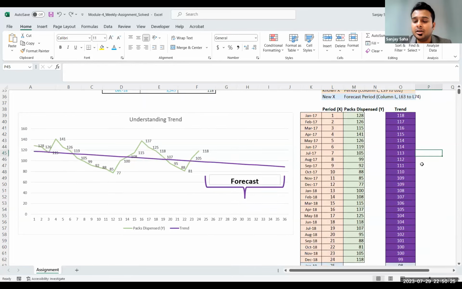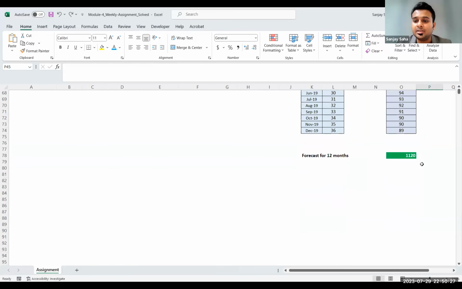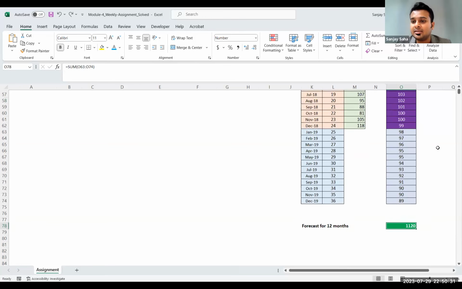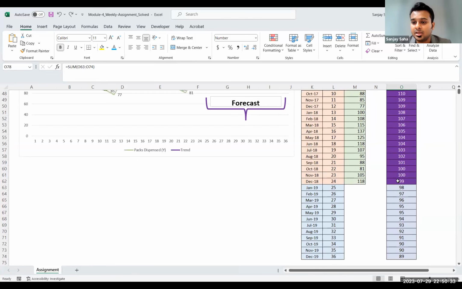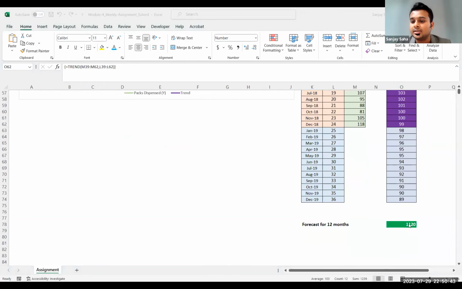So if you see here, for the next period, the amount of product needed is 1120. Now, if you compare this with the previous 12 months, if I just take a sum of this period, Jan 18 to December 18, that is 1239. That is more than what is needed in the next period based on this trend line analysis.